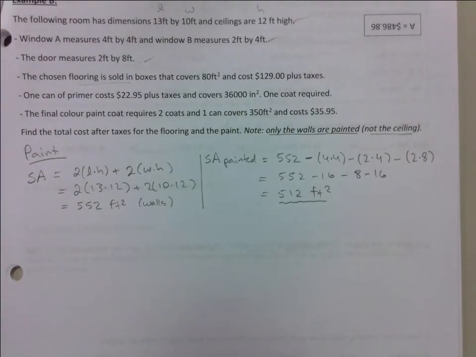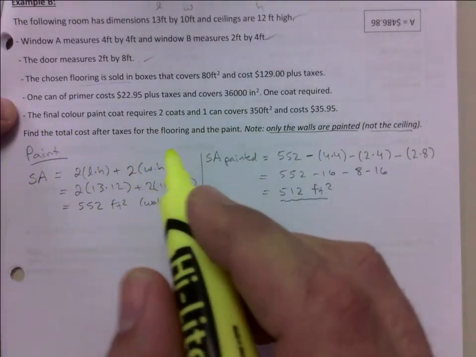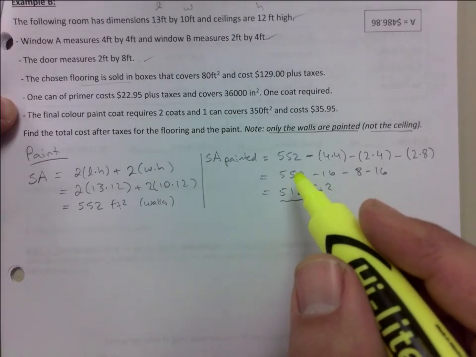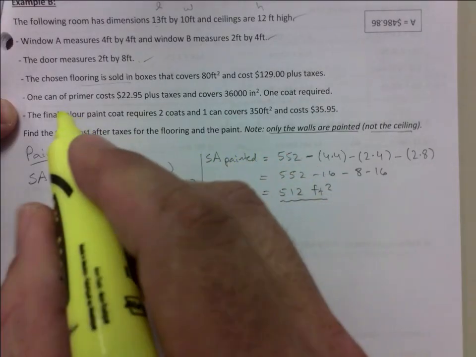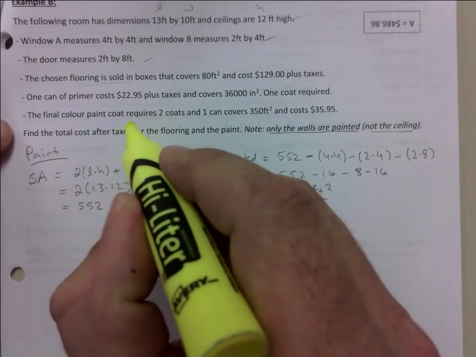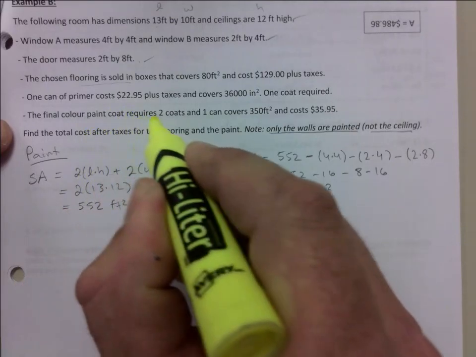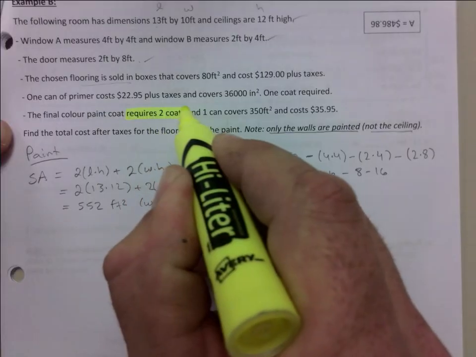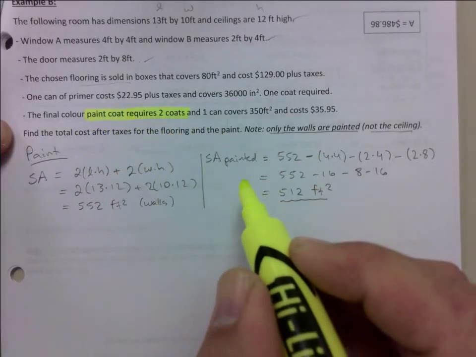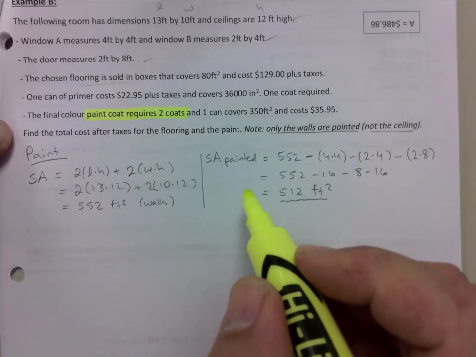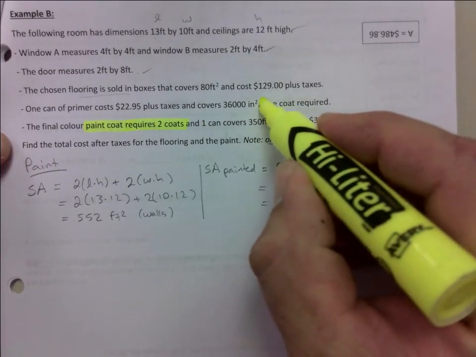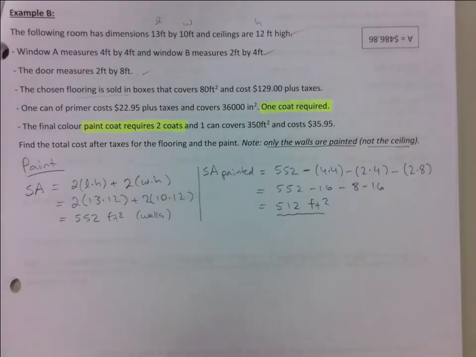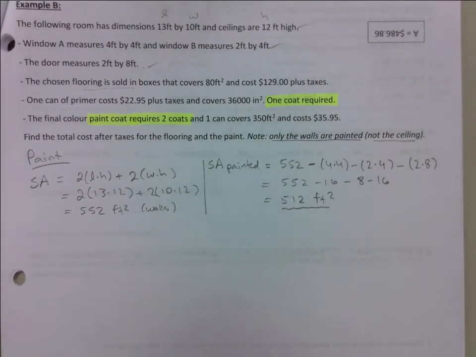There's a can of primer. I'm going to highlight that. There's a primer and paint, okay? So the final color paint requires 2 coats of paint and 1 coat of primer. I don't know if you've ever painted before, but you know what primer is?